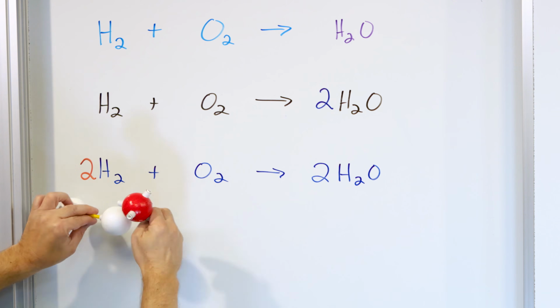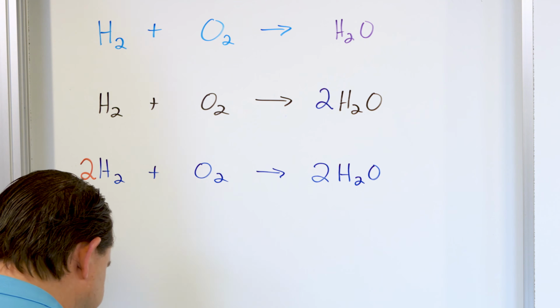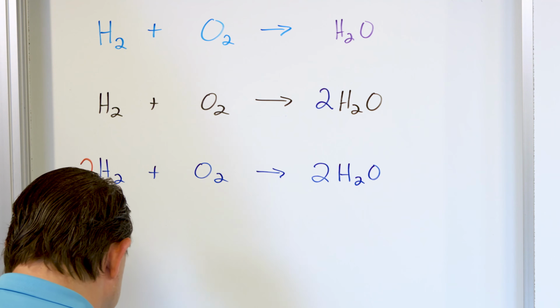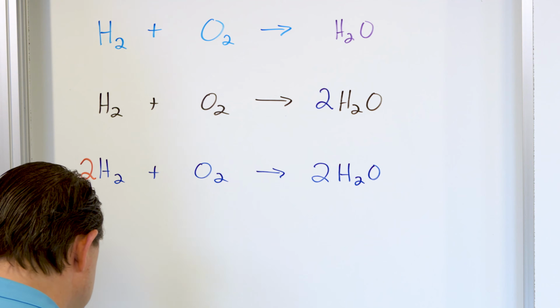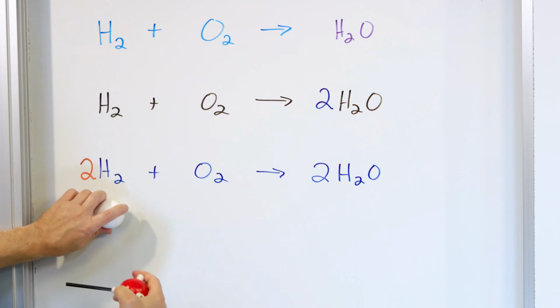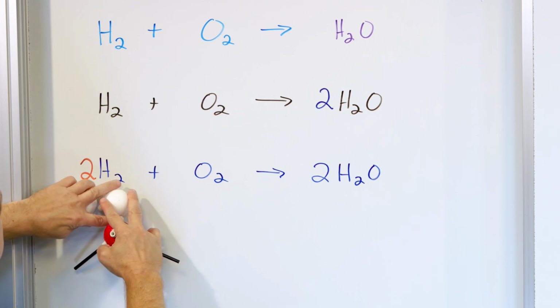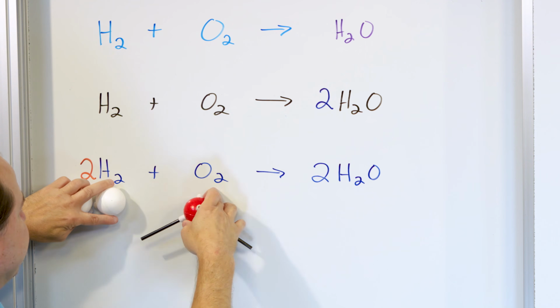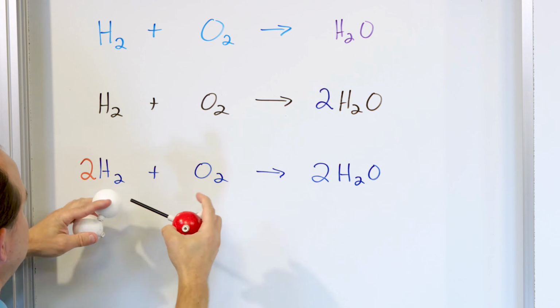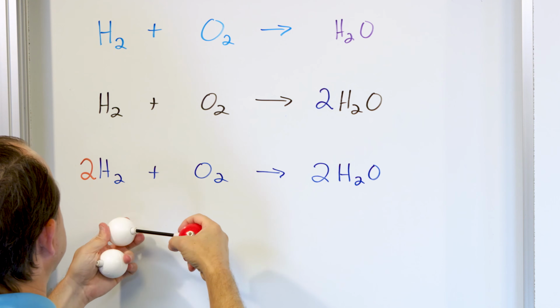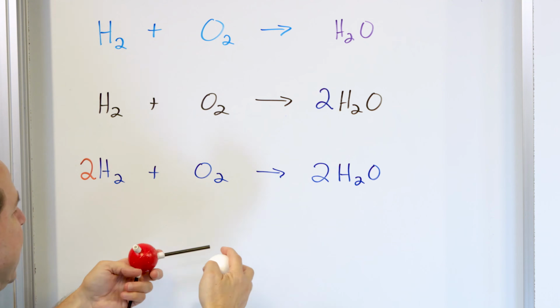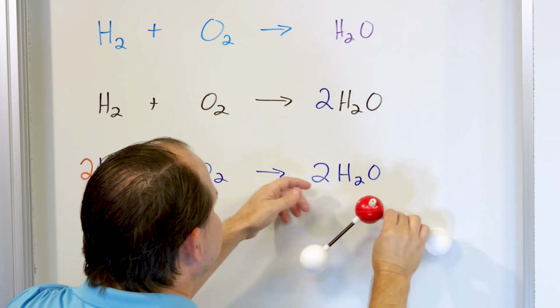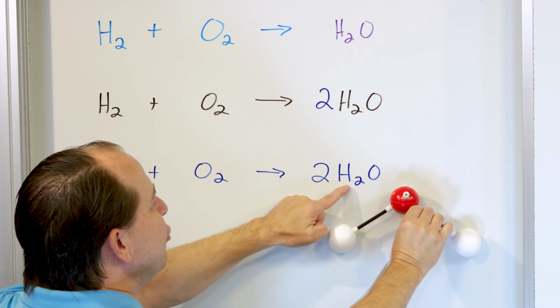Now I'm going to break apart this hydrogen molecule. See, these were bonded together. I took the stick away, but you get the idea. They were bonded together. There's the single O2, I broke it apart. I put the other one down on the counter, and this one is going to make a single water molecule. But now this reaction is telling me that I should actually make 2 water molecules.